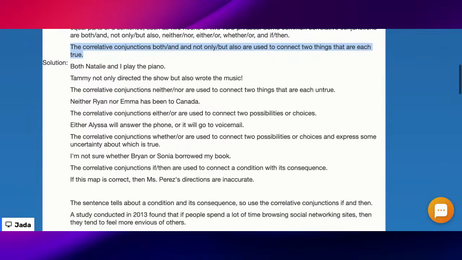So we have, both Natalie and I play the piano. Like it says, it connects things that are true. It shows you things that are true, it connects them together. Both Natalie and I play the piano. So it shows the connection of something being true. It is a real fact. So that's it there.